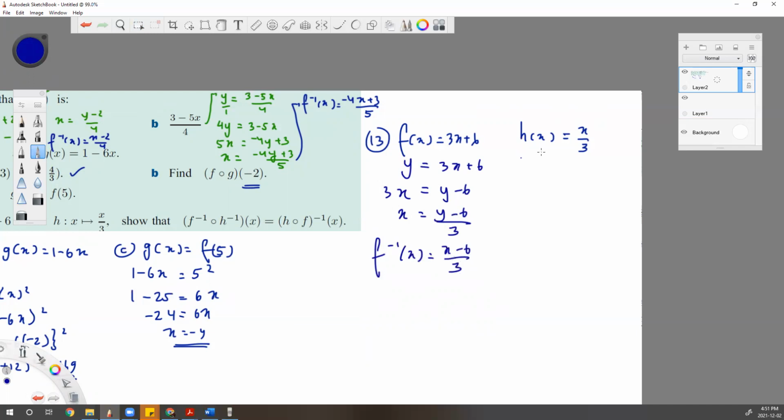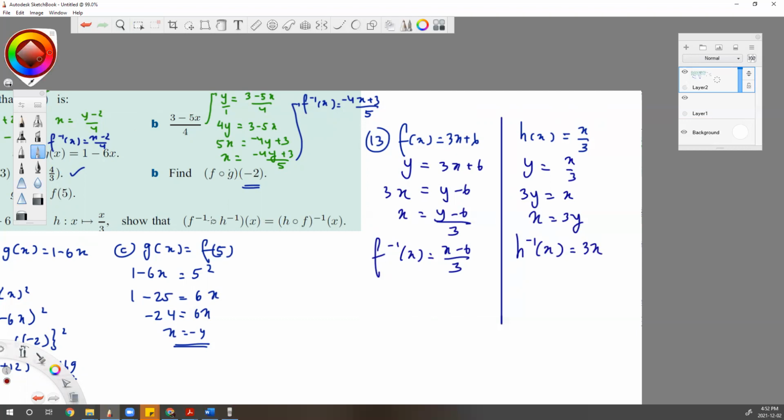F inverse done. And how about h? Y equals x over 3. Cross multiply, 3y equals x. Oh, done. X equals 3y then. So h inverse, not f anymore. Careful, 3x, right? You just switch it.